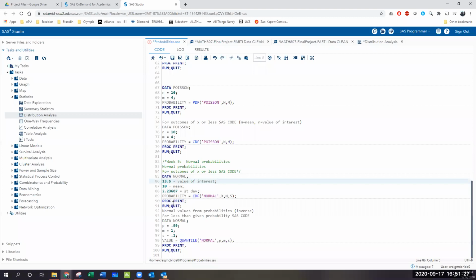Value of interest. Oh, I'm such a stupid. I need to do the other one. I keep forgetting that on this one, they want you to put the numbers over here.